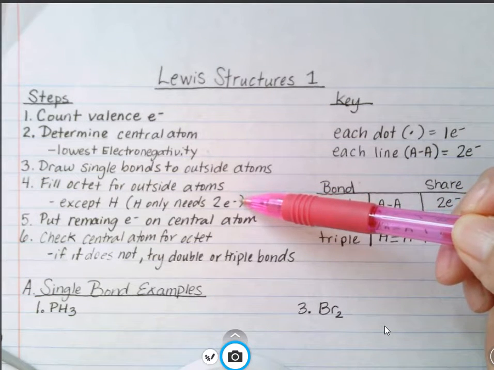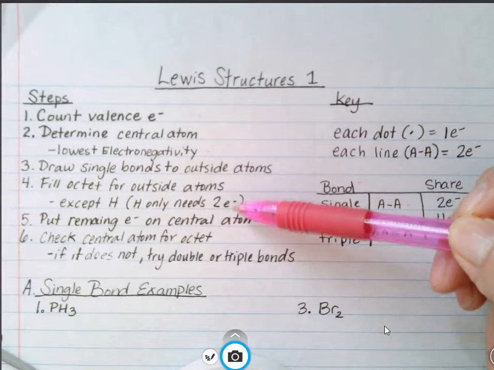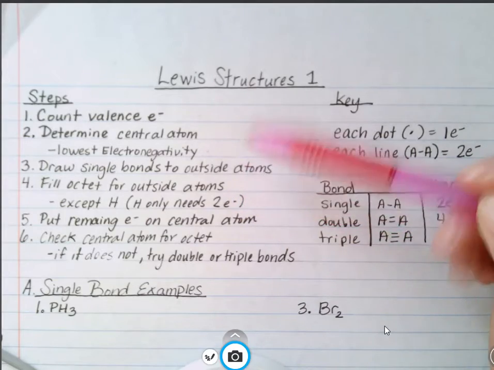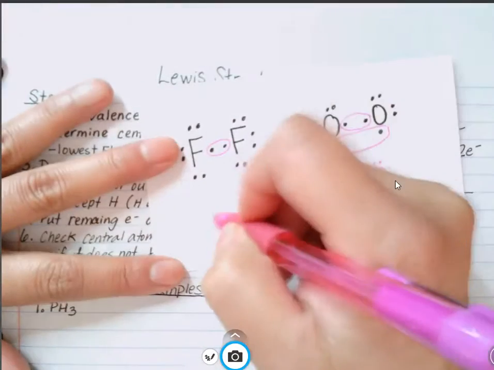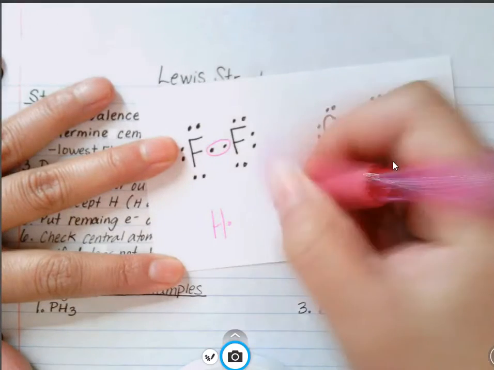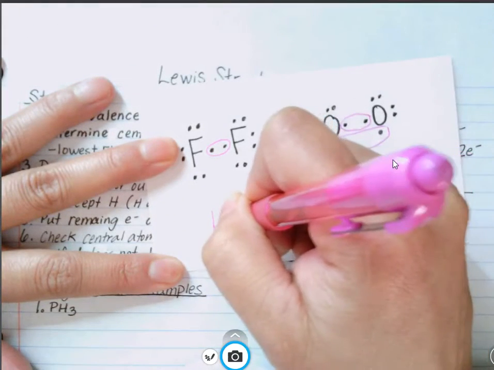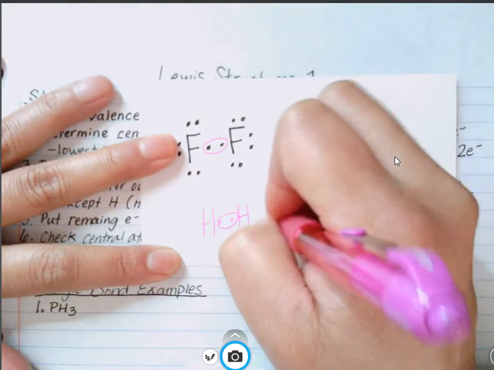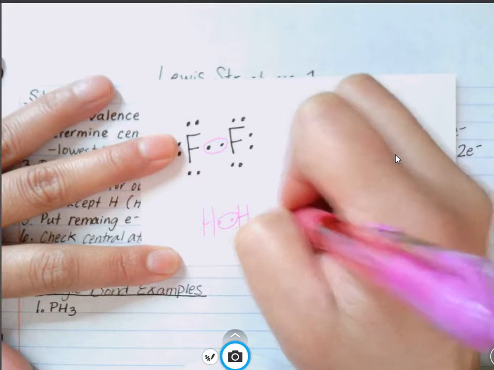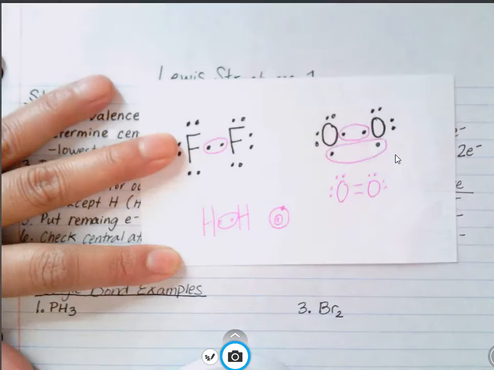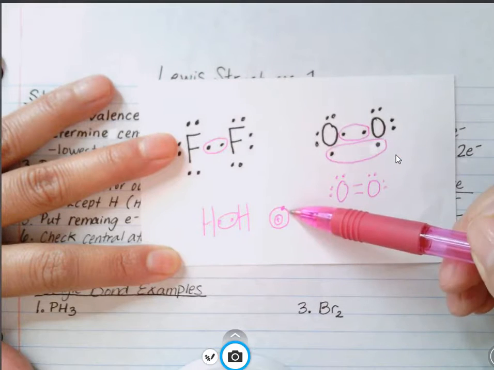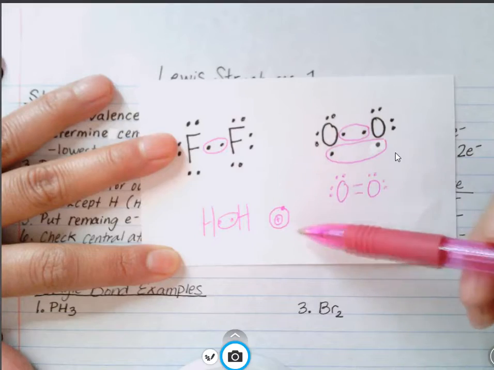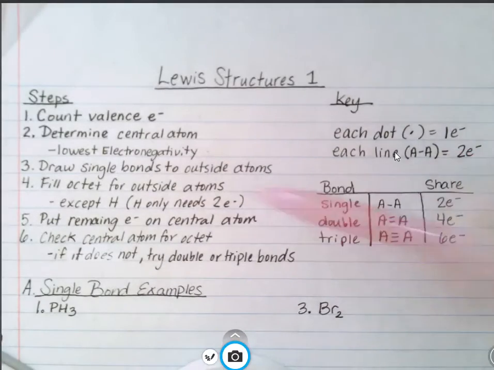4, fill the octet for outside atoms. And this is an exception to that. Hydrogen can only handle 2 electrons. Remember that hydrogen looks like this, right? To start out with, hydrogen has 1 electron. It can only form 1 bond with that 1 electron. If we were to look at each hydrogen atom, we'd have 1 proton in the middle, 1 electron. It only has that 1 s electron here. And so it can't accommodate any more electrons. So it's done as soon as you have 2 electrons.